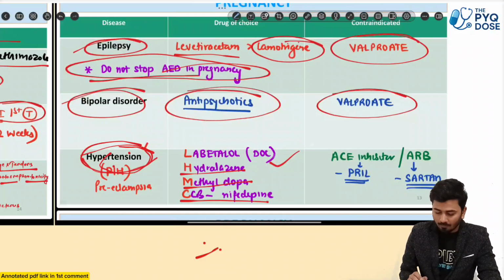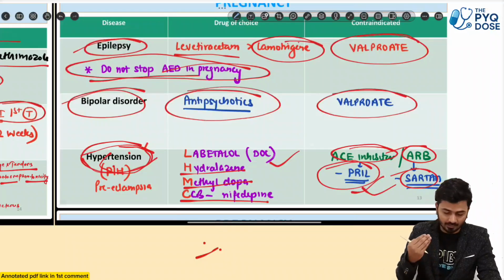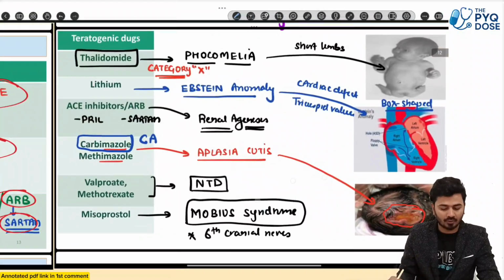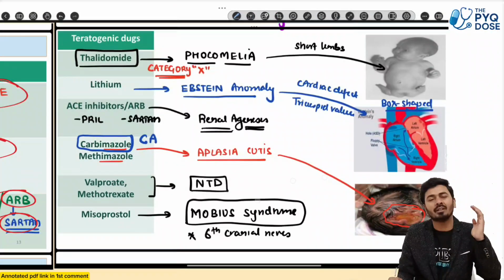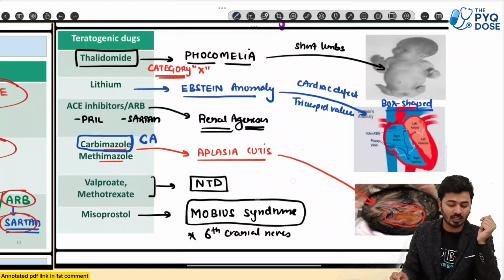But ACE inhibitors and ARBs are contraindicated in pregnancy. ACE inhibitors, all of us know, have "pril" at the end, and ARBs have "sartan" at the end. Next we talk about some of the teratogenic drugs. Some teratogenic drugs have been repeated numerous times in almost all examinations, so let's do this.